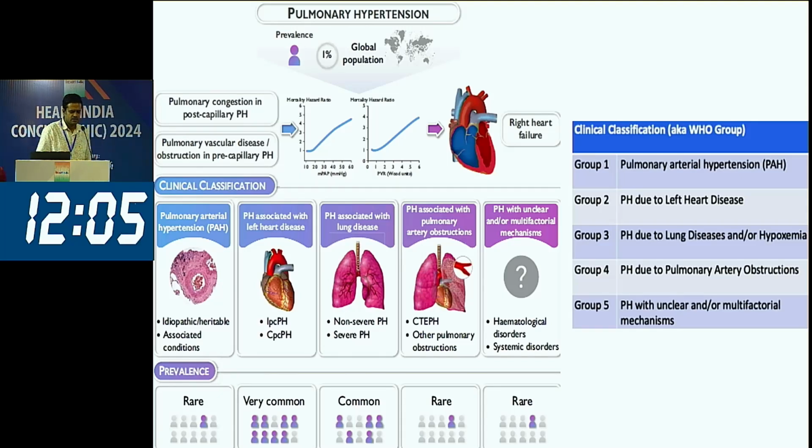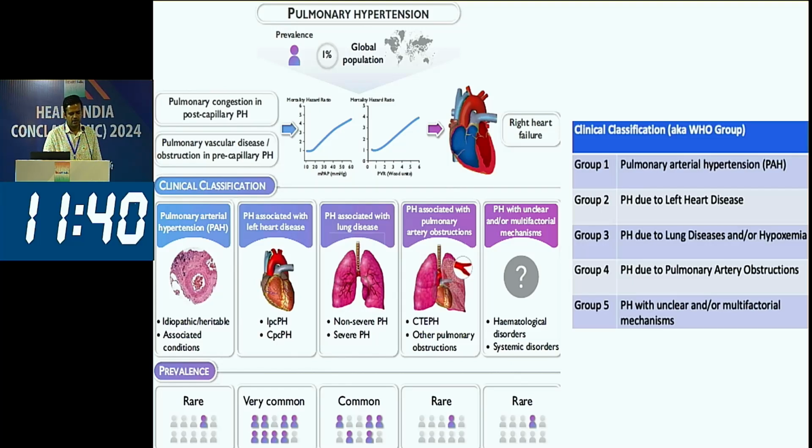Pulmonary hypertension as such is not very rare. Nearly 1% of the global population suffers from pulmonary hypertension, and whether it is pre-capillary or post-capillary, ultimately the patient goes into right heart failure and dies, and that is the final stage. Apart from the hemodynamic classification, the next thing is the clinical classification, which is very important because all treatment and management of PH depends upon the clinical classification.